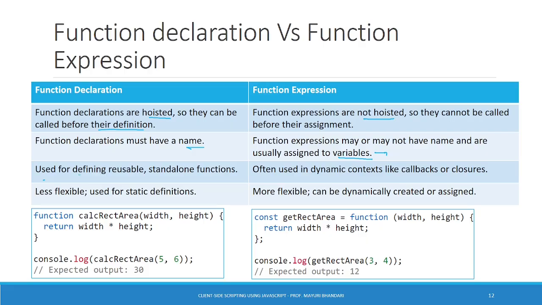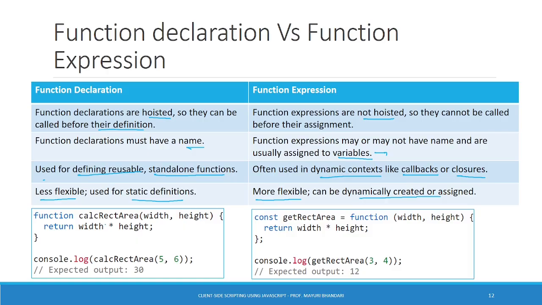Function declarations are used for defining reusable, standalone functions, whereas function expressions are used in dynamic contexts like callback. That means if you want to pass function as a parameter, or closure if you want to return function from some other function. In this way, function declarations are less flexible and used for static definition, whereas function expressions are more flexible and can be dynamically created or assigned.